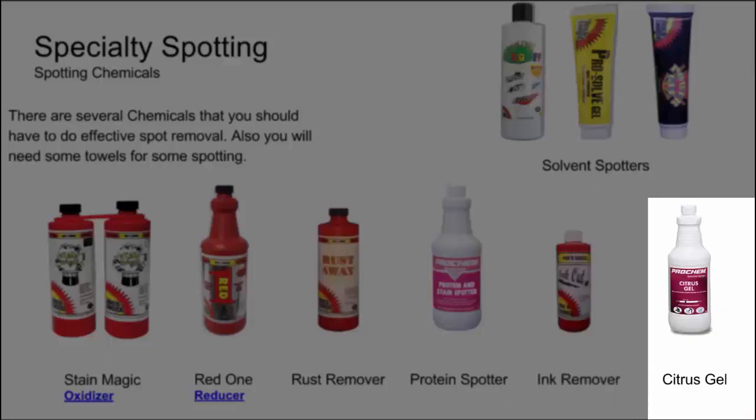Next we have the Citrogel. This is going to be for any oily spot. So you might have spilled salad dressing, or maybe somebody tracked in something oily on their shoes, and that's going to be used to release those products.